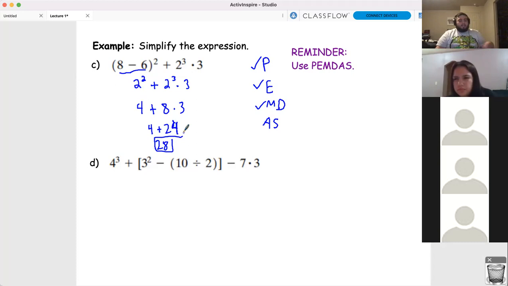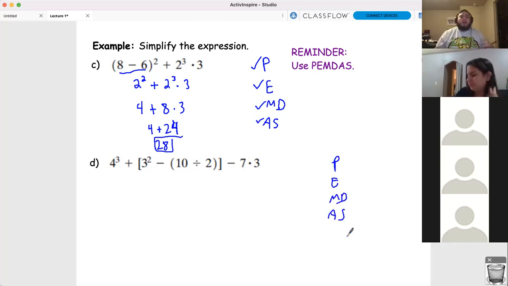All right, for D, ladies and gentlemen, let me go ahead and write my checklist. Again, P, E, M, D, A, S. Are there any parentheses we can simplify the inside? What's different about letter D to C? It has brackets and parentheses. Red flags, guys. Nah, I'm just kidding. That's not a red flag. It's doable. So which one do y'all think we can simplify first? The brackets or the parentheses? The parentheses, that is correct.